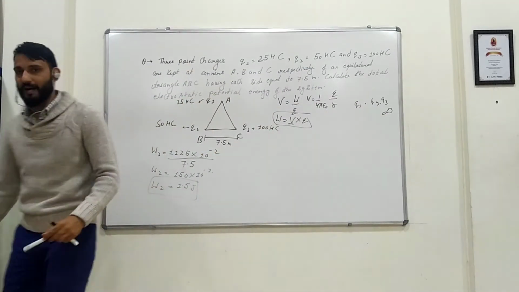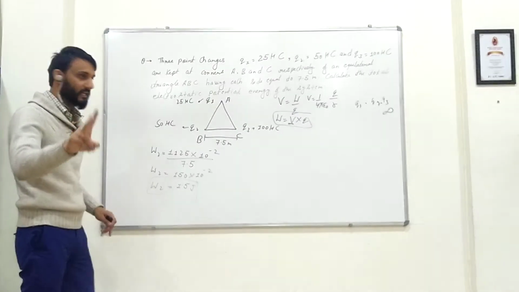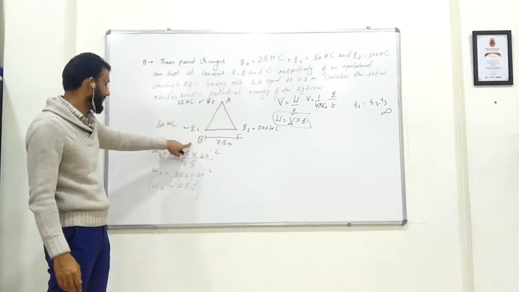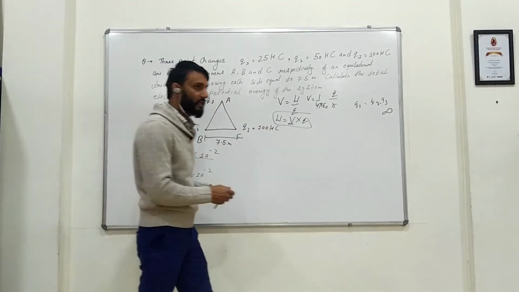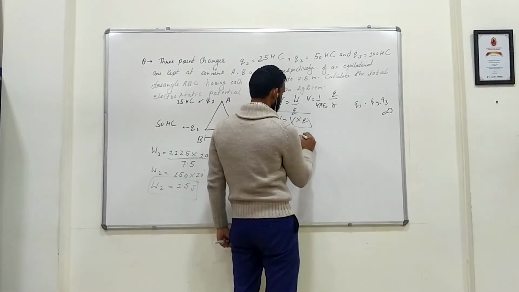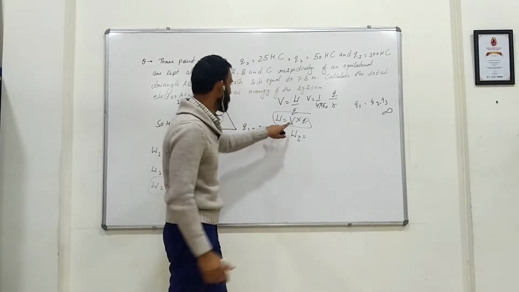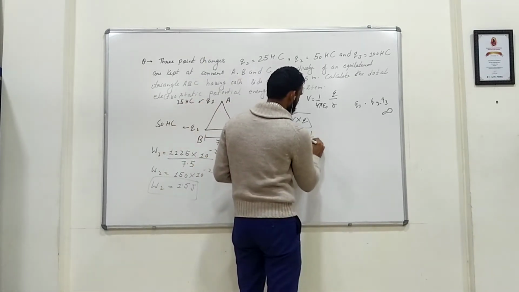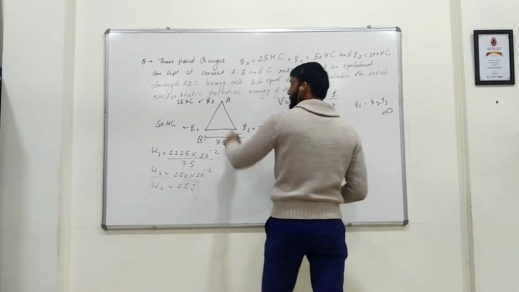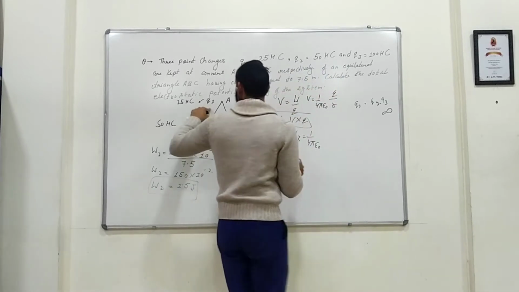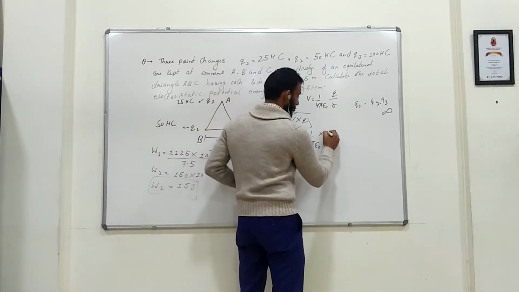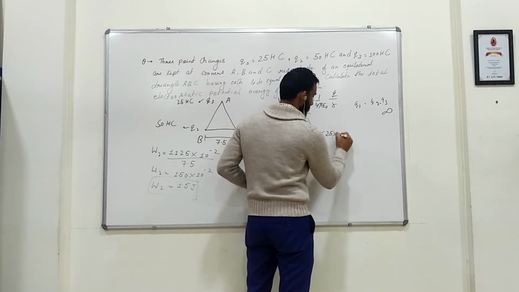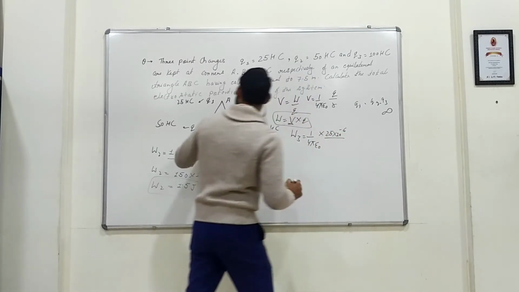Now Q3 will come under the potential of two charges. One is this charge, another is this charge. Again we will use the same thing. So W3 would be how much? This V would be 1 upon 4 pi epsilon naught in the potential of Q1. How much is Q1? 25 microcoulomb, that is 25 into 10 to the power minus 6 upon R.